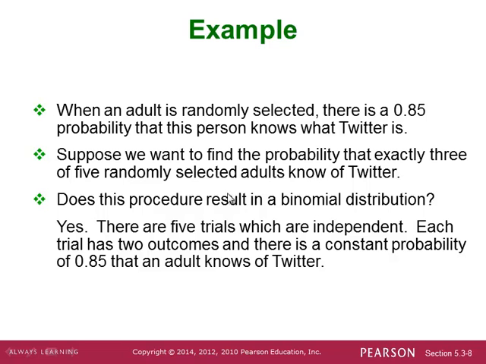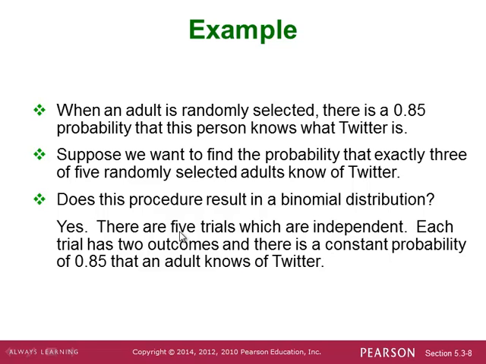And yes, this procedure will result in a binomial distribution, because there will be a certain probability that 0 people will know what Twitter is, or 1 person, or 2, or 3, or 4, or 5. I'll show you how to calculate each of those individual probabilities. And thus we would have a binomial distribution.